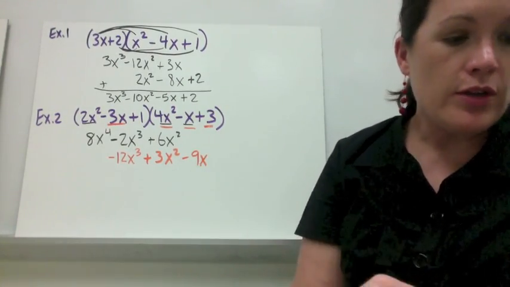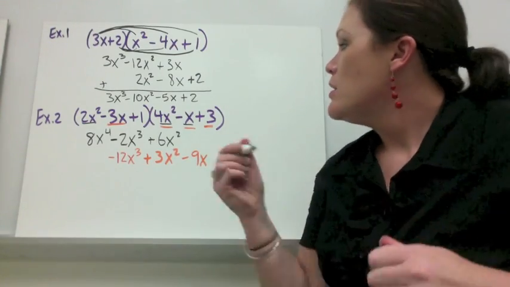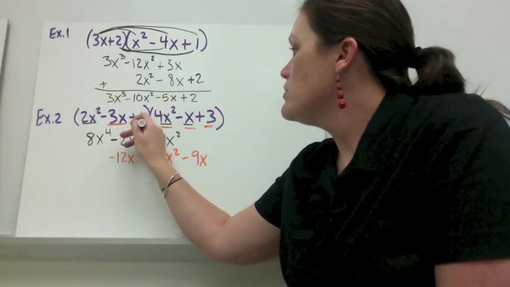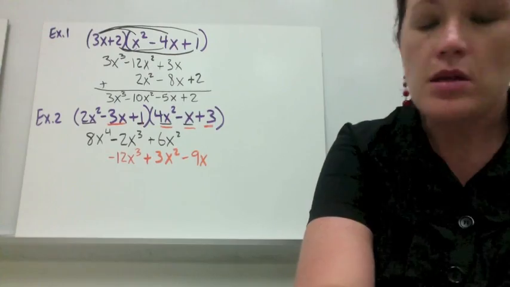Let's use another color for the next part. Whoops, I've already used purple. Let's say we have 1 now times each term in our trinomial. That's not a good marker.